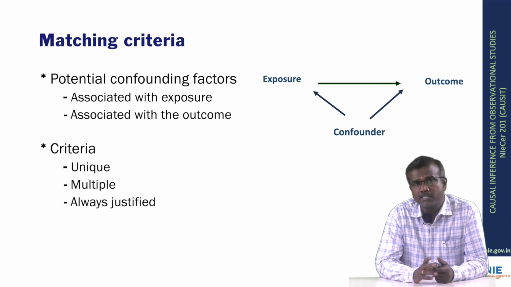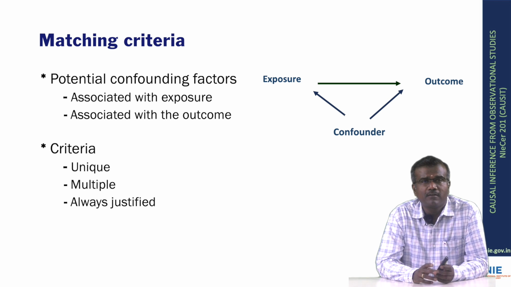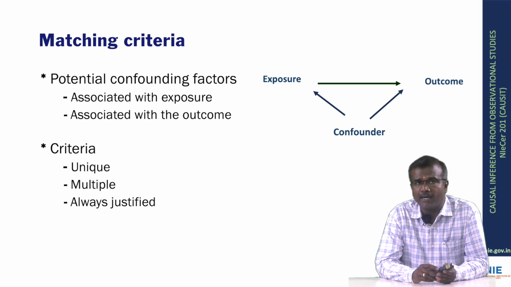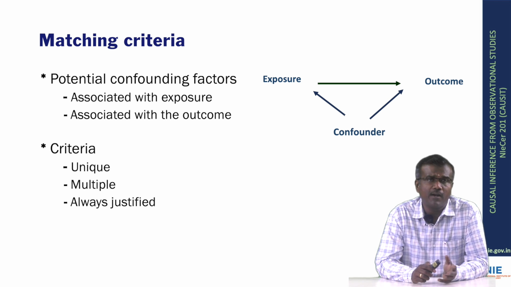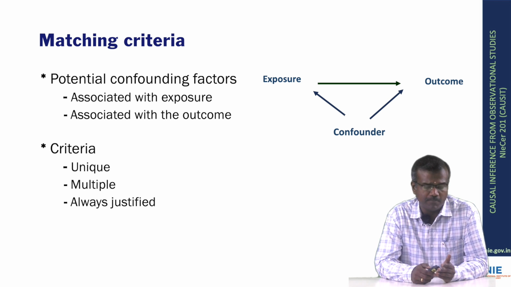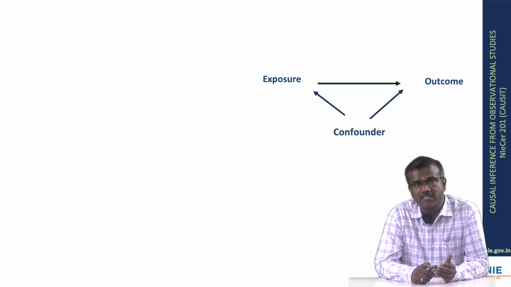As per the principle, matching is done for handling potential confounding factors at the design stage. Therefore, it needs to be associated with the exposure, and it has to be associated with the outcome of interest. The criteria is very simple, but it is very important to keep in mind that at the design stage we pay attention to this criteria. One, it has to be unique, it can be multiple, it can always be justified.